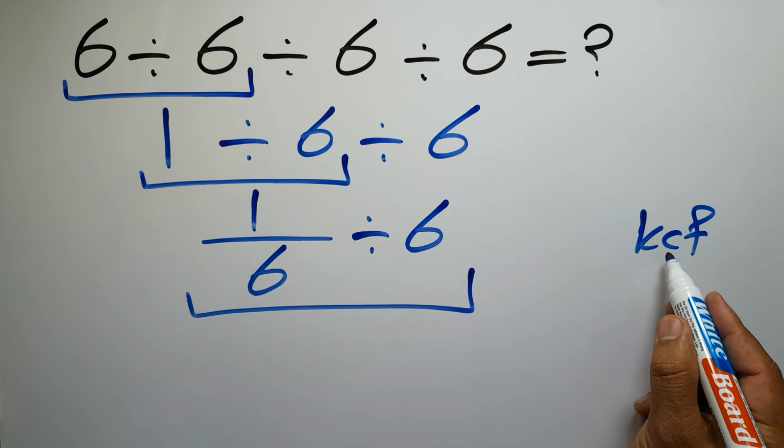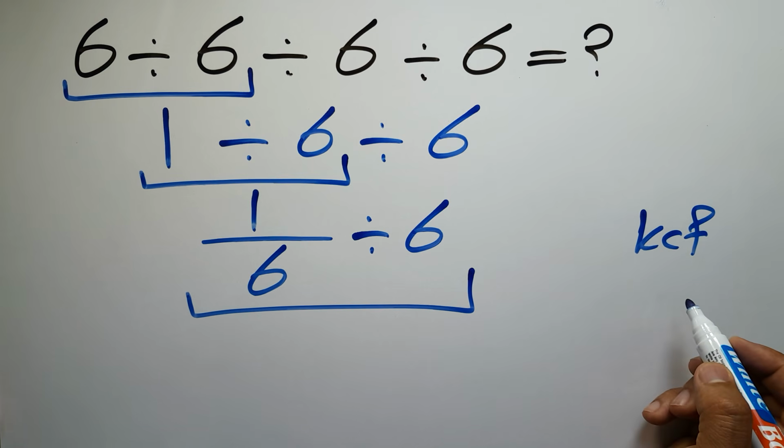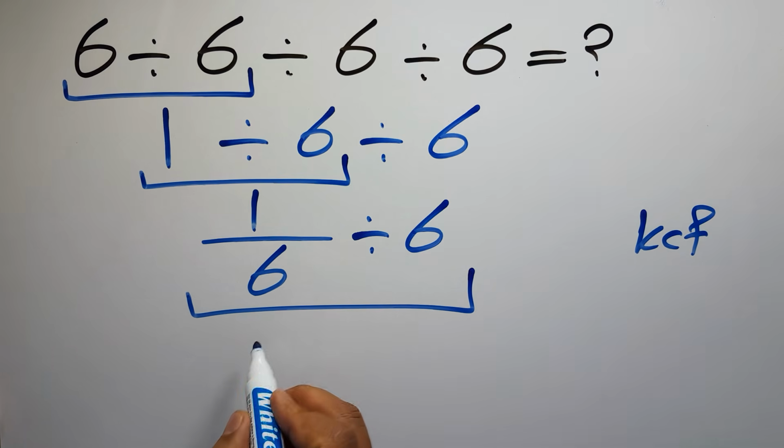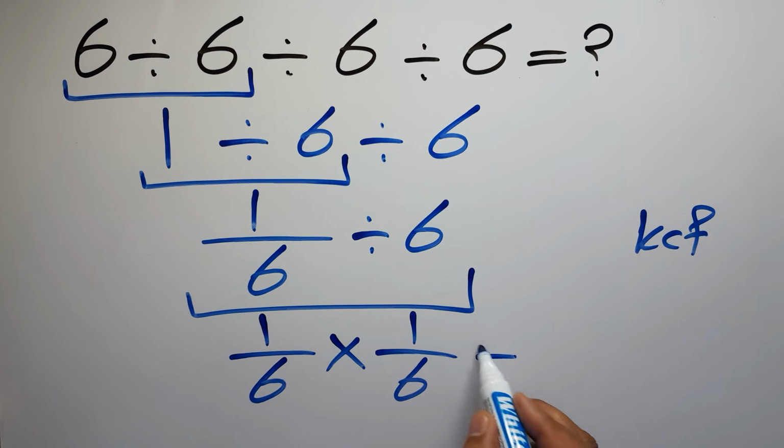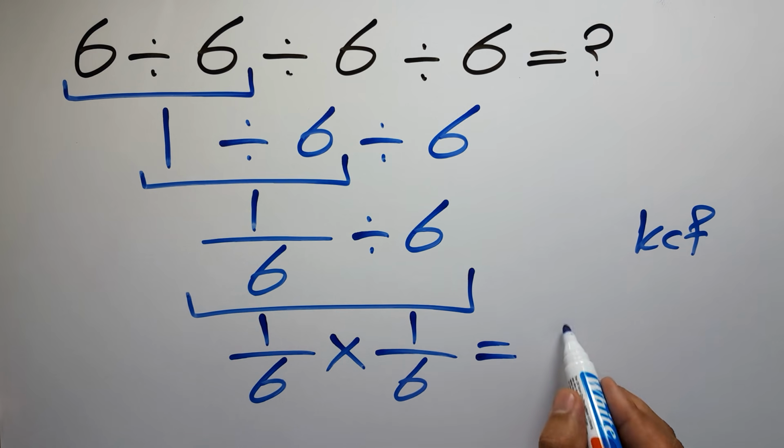K stands for keep, C stands for change, and F stands for flip. We can write keep the first fraction, change division to multiplication, and flip the second fraction. So we have 1 over 6 times 1 over 6, which equals 1 times 1 gives us 1.